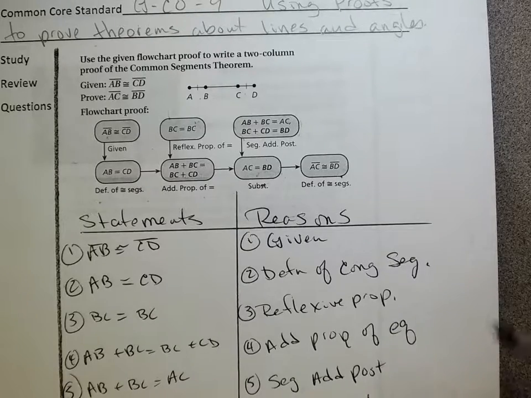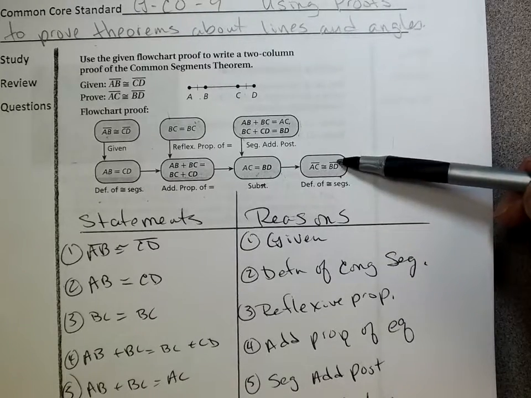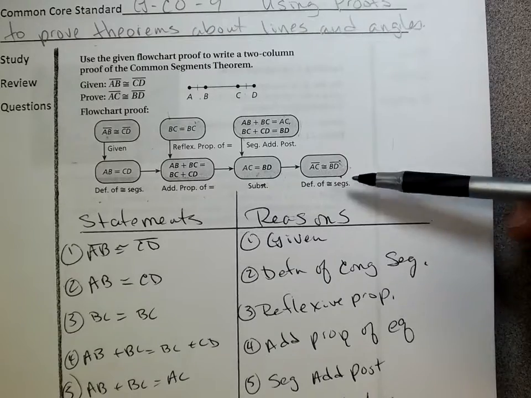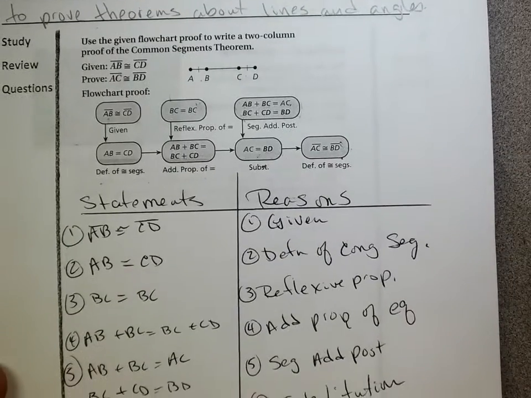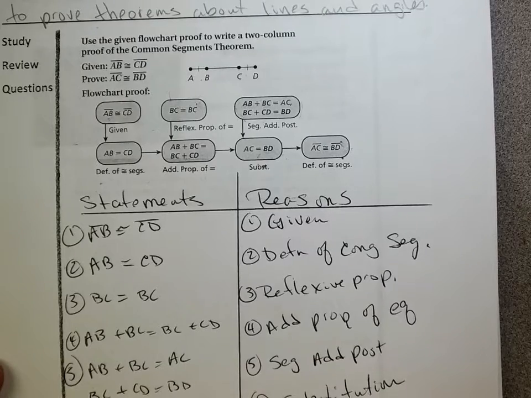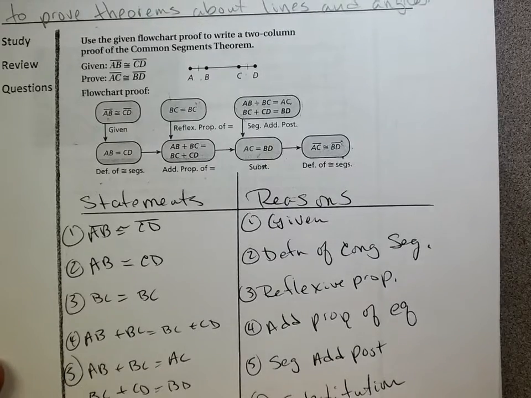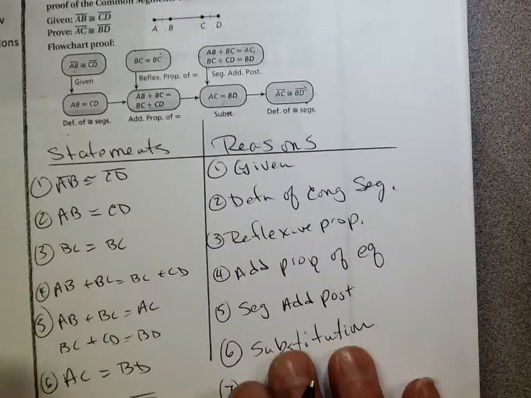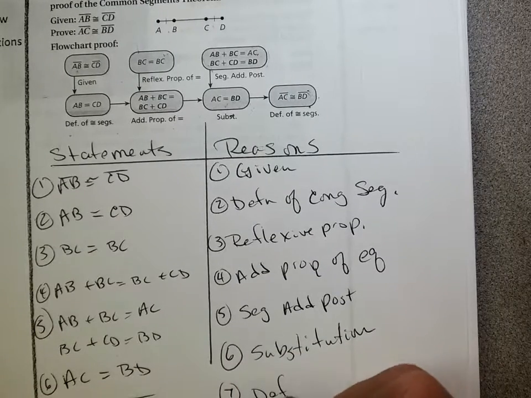And last tip, there it is. They just tell it for us. It's just AC is congruent to BD by definition of congruence. Hey, definition of congruency. So I'm going to go AC is congruent to BD. Step 7, definition of congruency.